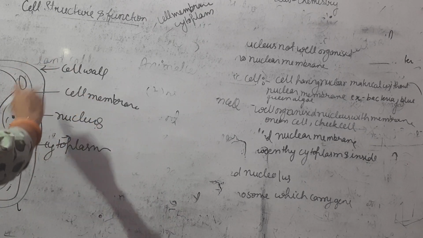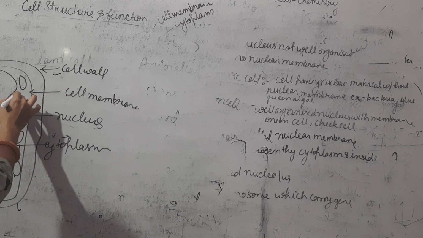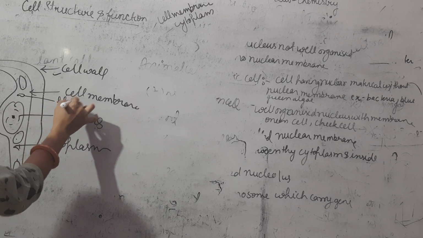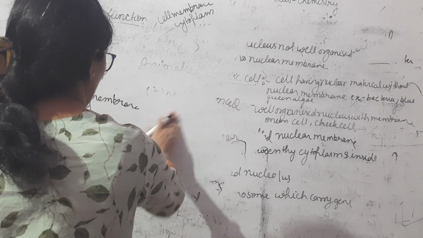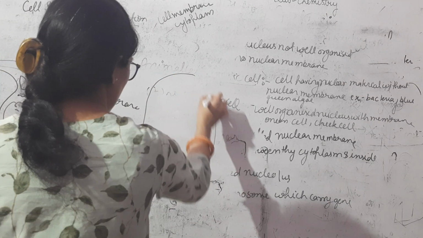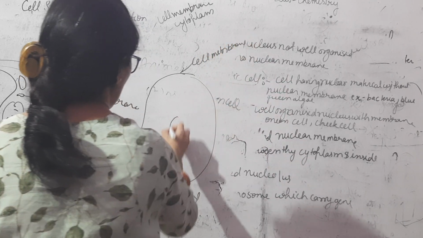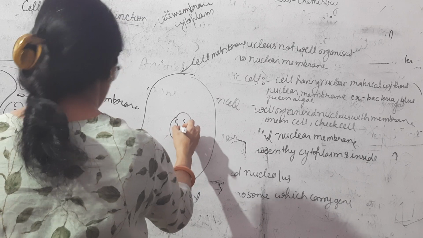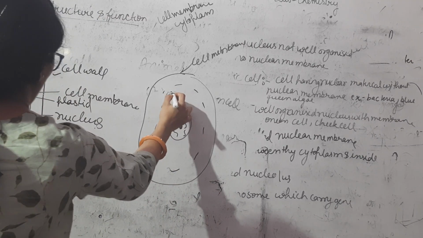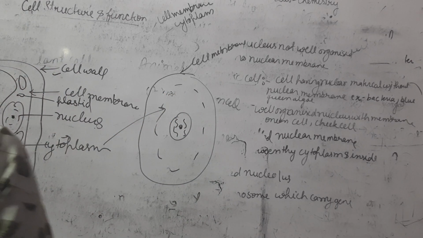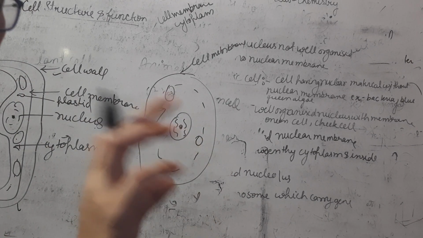So this is the structure of a plant cell. Cell wall present, cell membrane present, vacuoles present, nucleus present, and also plastids. But in the animal cell, the cell wall is absent, only the cell membrane is present. The nucleus is present in the center. And this jelly-like substance is known as cytoplasm. Vacuoles are also present but in small size and small numbers.